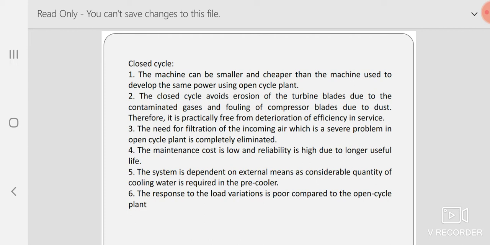Why is life longer in this case? I told you, in open cycle gas turbine, you are always taking fresh gas. The gas may be with impurities, dust, vapor, so many things. They come to the turbine, erode the turbine, you go for maintenance of the turbine. You filter the system, you go for maintenance of the filter. So the maintenance cost in this way is higher.